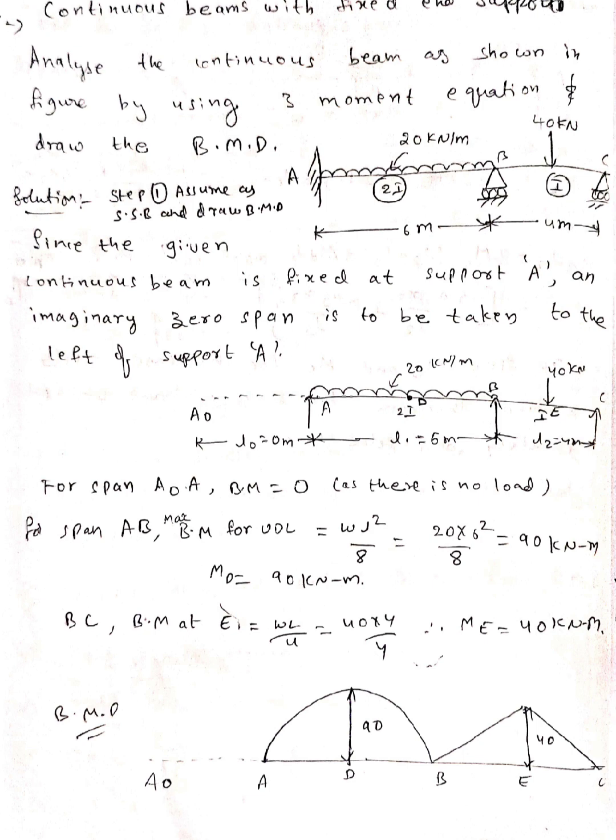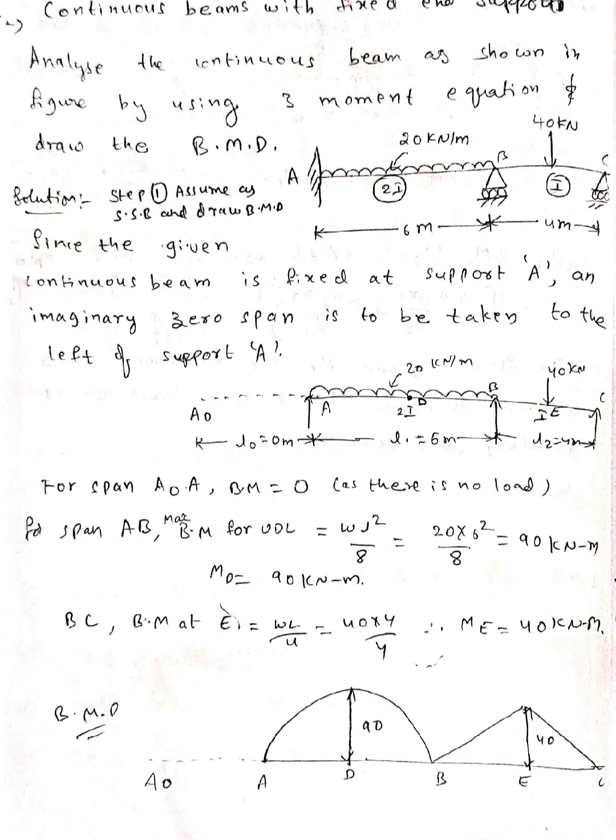Continuous beams with fixed end support. Analyze the continuous beam as shown in the figure by using the three moment equation and draw the bending moment diagram. You can see the figure given. It is a continuous beam fixed at one end, and at the other end it is simply supported, and there is an intermediate support at B. So at A it is fixed, at C it is simply supported, and at B also it is simply supported. The span AB is subjected to a UDL of 20 kN per meter, and BC is subjected to 40 kN at center, and AB has moment of inertia 2I and BC has moment of inertia I, with spans 6 meter and 4 meter respectively.